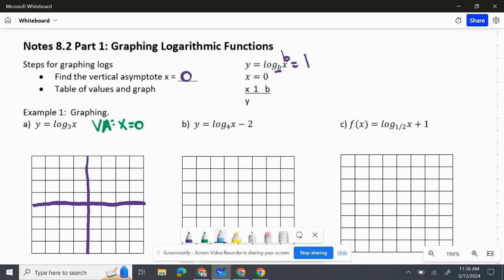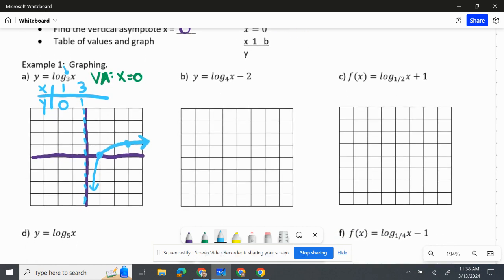For the table of values, for this one right here, our first one is going to be at 1 because the log of 1 is always 0. And then we're going to pick 3 because our base value is 3. When the bases are the same, it becomes 1. So we have our vertical asymptote at 0. We have 1, 0. We have 3, 1. And that right there gives us our graph. It's going to be an inverse of exponentials. So it looks like an exponential, except it's going up and down. I should say it's heading off to the right in this case.